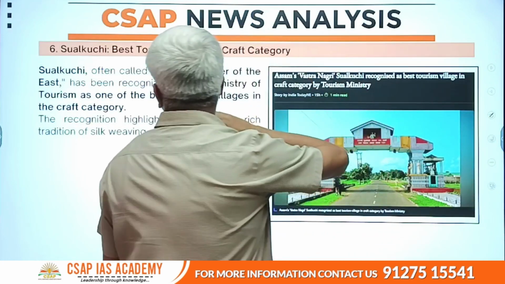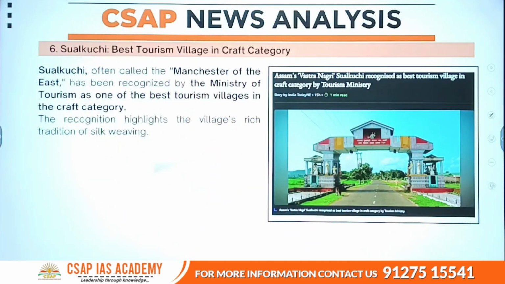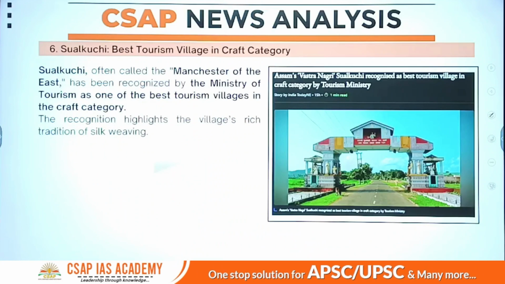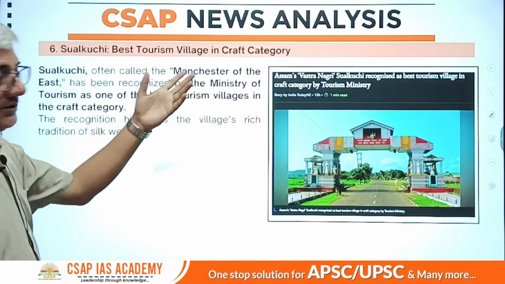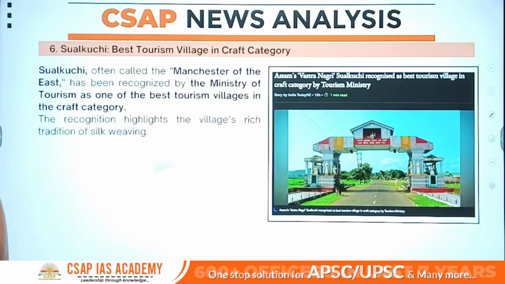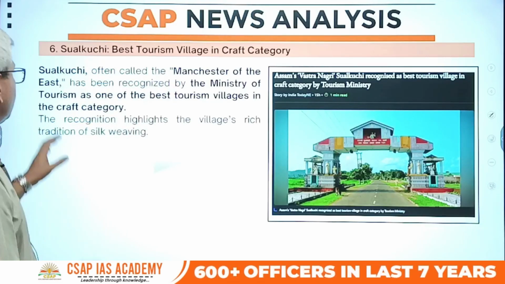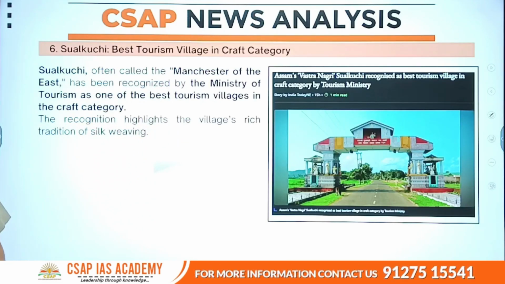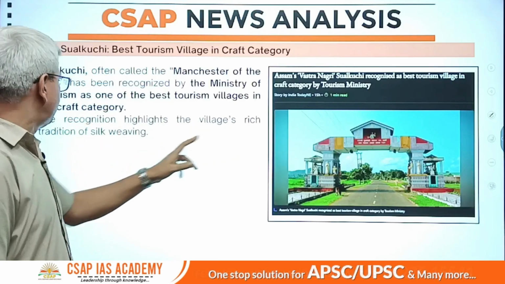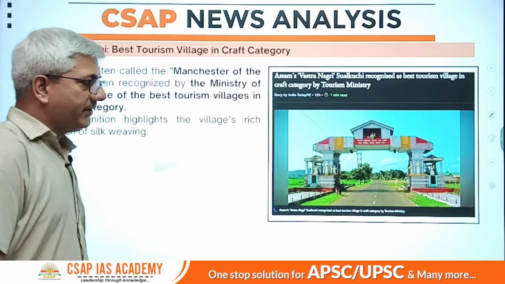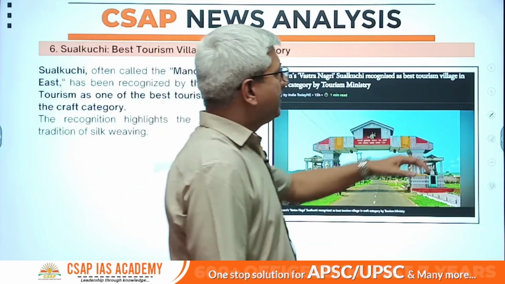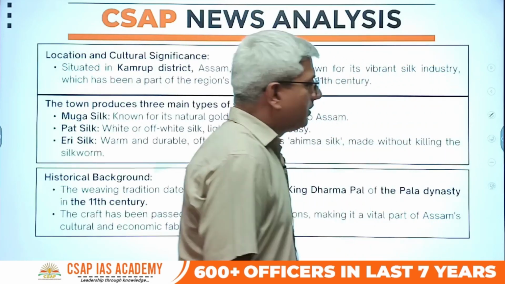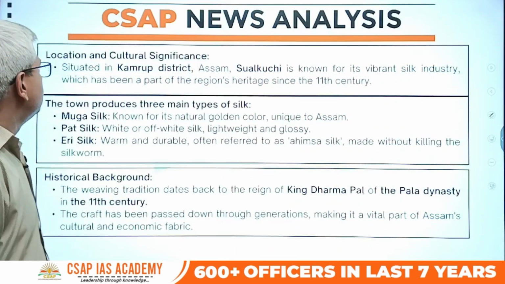Fine. Palasbari... Falkusik, best tourism village in art and craft category. Falkusik, Manchester of East, Manchester of Assam, has been recognized by the Ministry of Tourism as one of the best tourism villages in the craft category. Craft category, we all know what Falkusik is famous for. Recognition highlights the village's rich tradition of silk weaving. Fine, pat, muga, sal, eri, muga, pat, all of these we have.